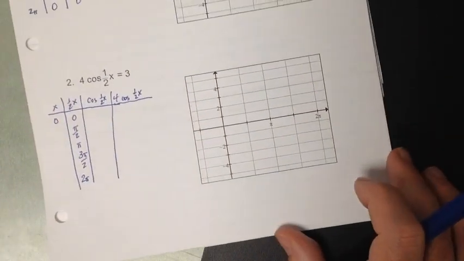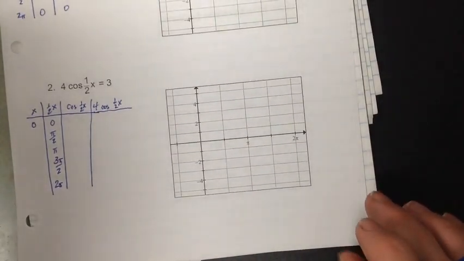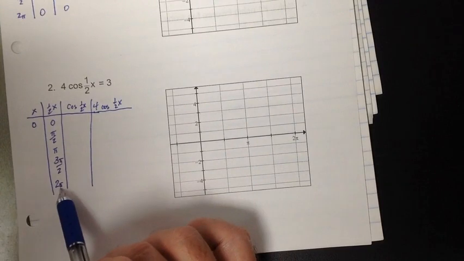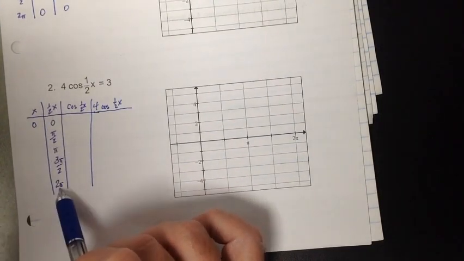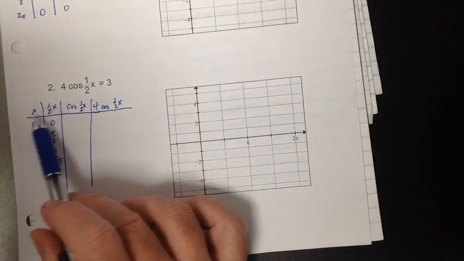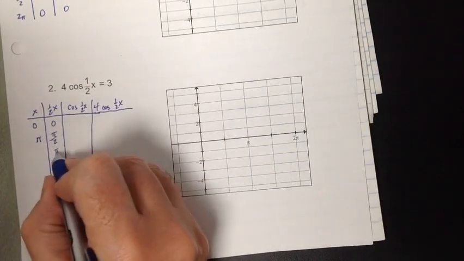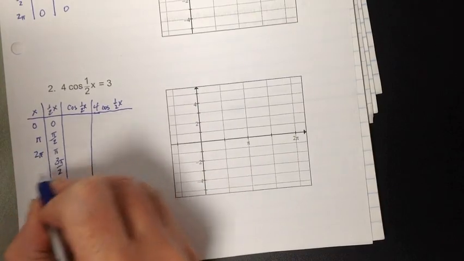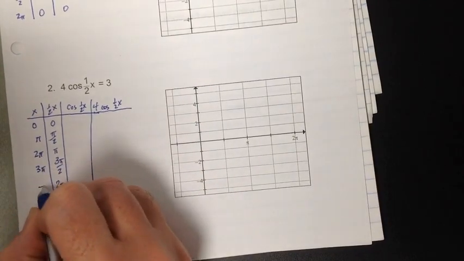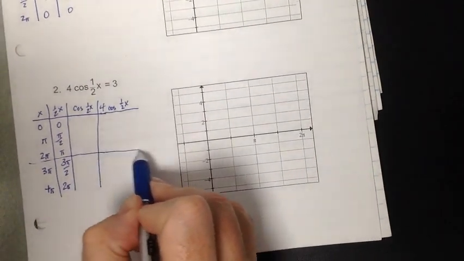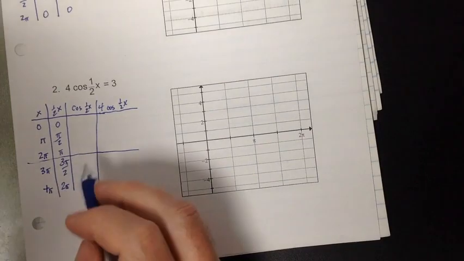Number 2. 4 cosine 1/2 x equals 3. So I put in 0, pi halves, pi, 3 pi halves, and 2 pi for my 1/2 x, which means I would have to multiply that by 2 to get x. That means my x value here is pi. Pi times 2 is 2 pi. This would be 3 pi, and this would be 4 pi. But really, I don't need to go any further than 2 pi because I only want the answers between 0 and 2 pi.